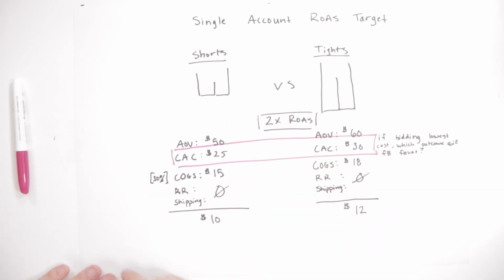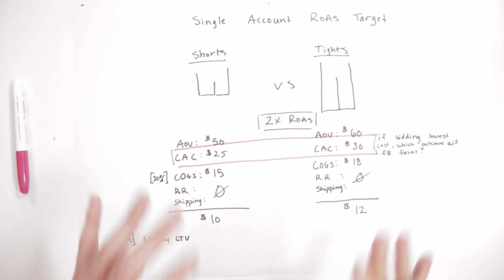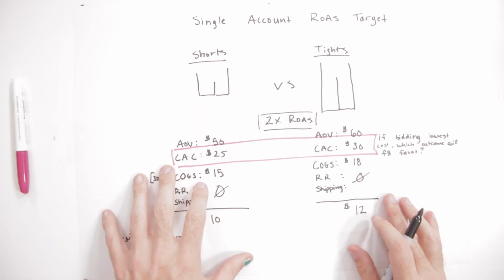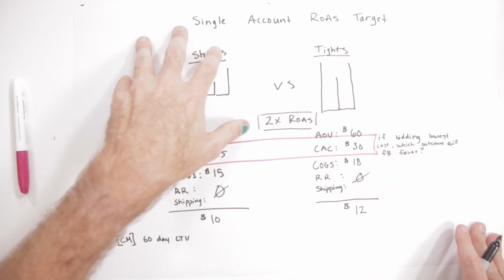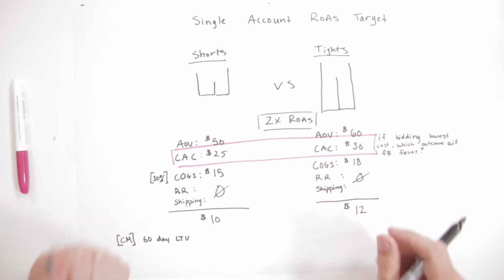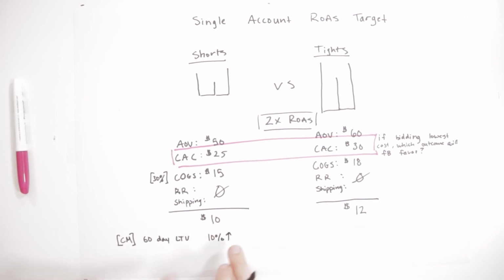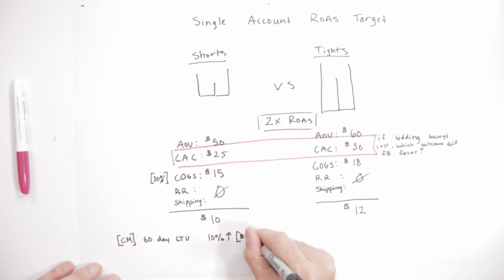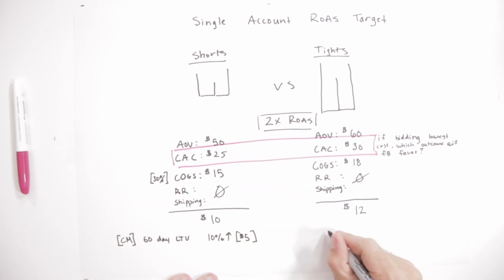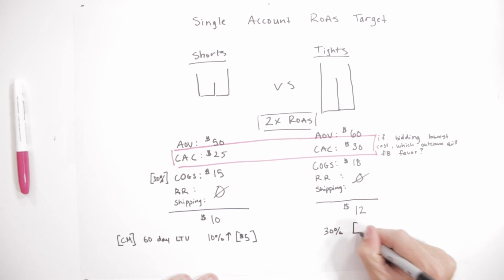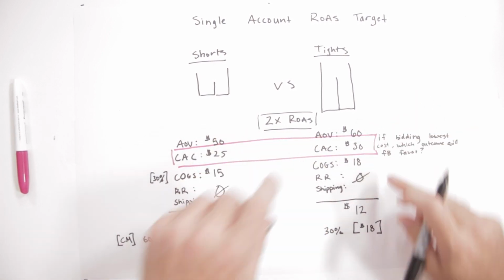Now, let me show you where this gets really interesting. When you start to look at your 60-day LTV, something we call your cash multiplier, the discrepancy can become even larger. In this specific example for one of our clients, what we found is that the women's tights versus a pair of men's shorts, the women's tights 60-day LTV was 3 times as big as the men's shorts. So in this case, let's say it was a 10% increase over the AOV within 60 days. That would give me another $5, 10% of the initial AOV over 60 days. Versus over here, I have a 30% increase, which gives me an additional $18, 30% of the initial AOV in 60 days.